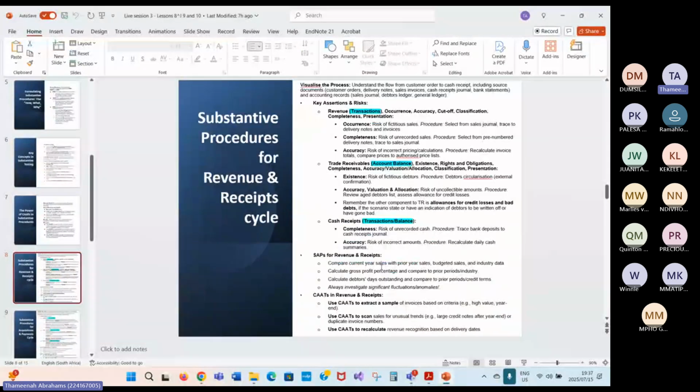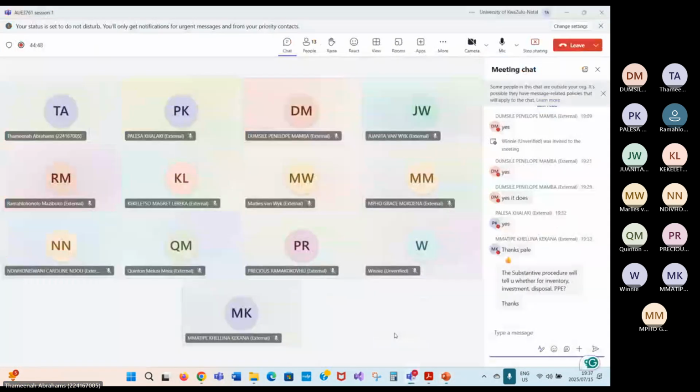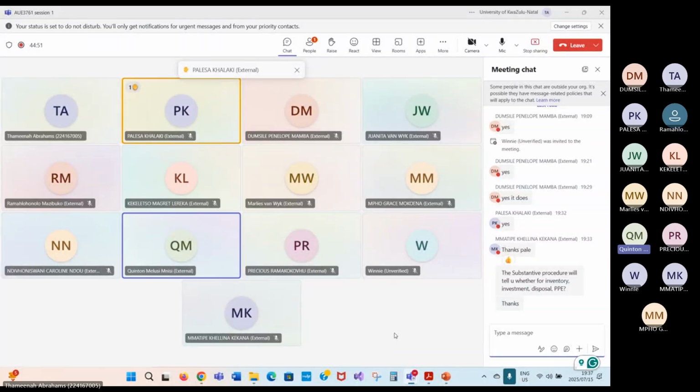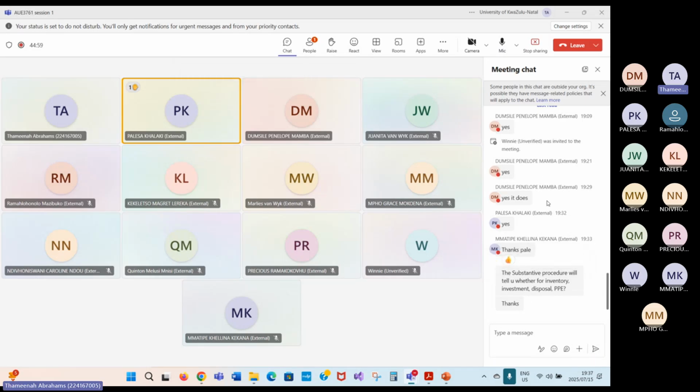So now, is everyone still awake? Yes, we're still up. Someone asked about the substandard procedure telling you whether it is for inventory, investment, disposal, PPE. I'm not sure what you mean. Who's asking this? Is it Matipi? What are you asking? Because you would use substandard procedures for all your cycles, for inventory, investment, disposal, PPE, and all those cycles, but we're going to go through each and every cycle now.